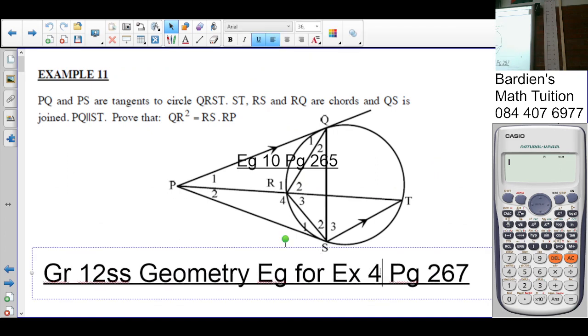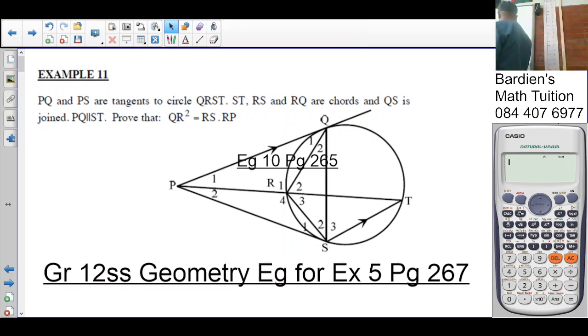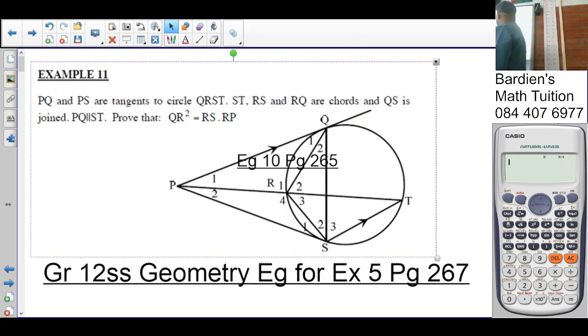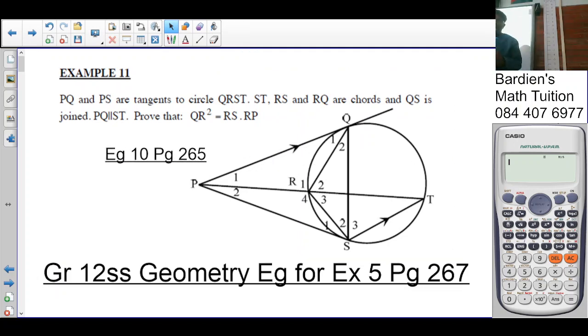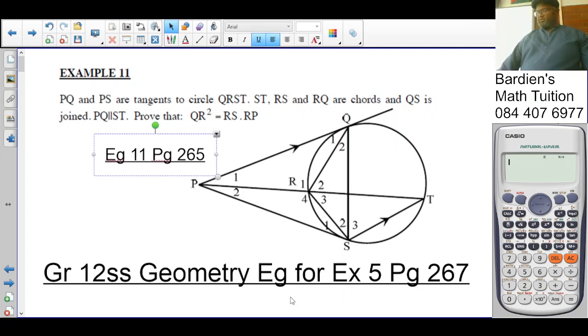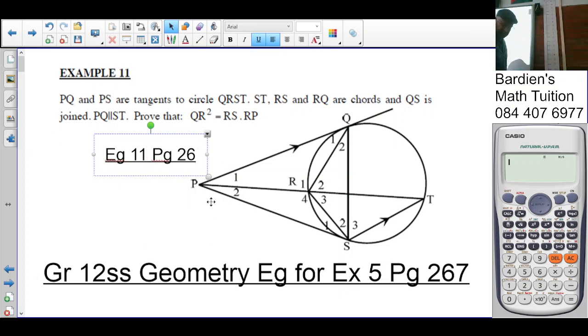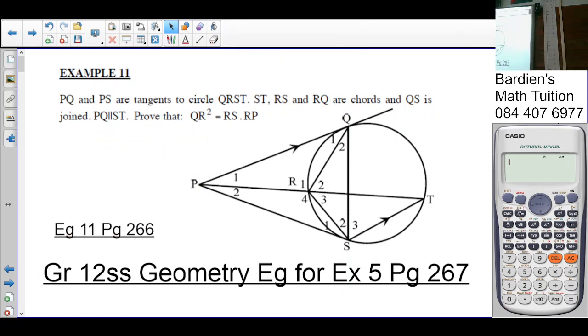This is for exercise 5. Correct? And exercise 5 is on page? Now, why didn't you tell me I must change that? Sorry? I wouldn't ask because if I knew, then I would have changed it. Okay, this is number 11. Example 11. Example 11 is on page 266. Correct? Right.